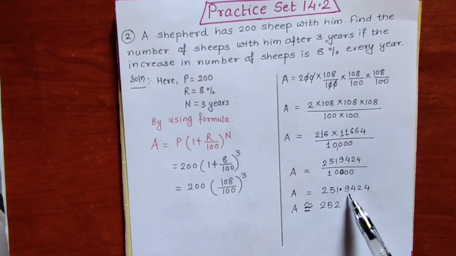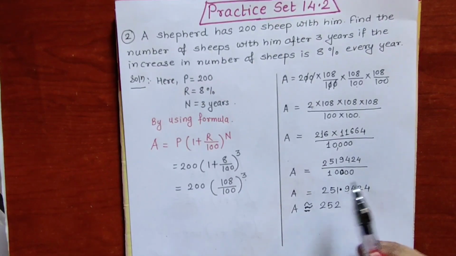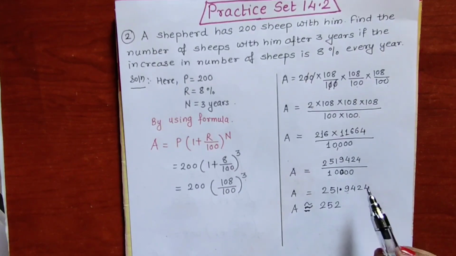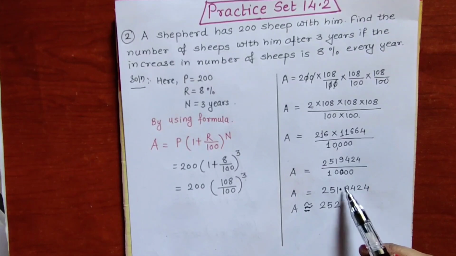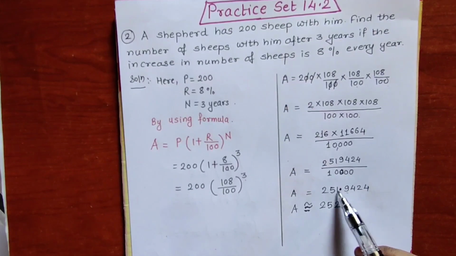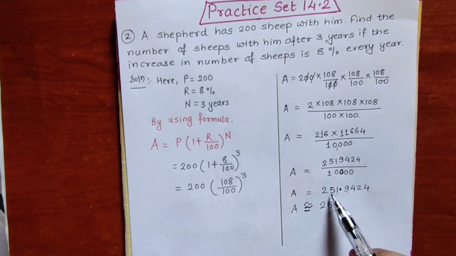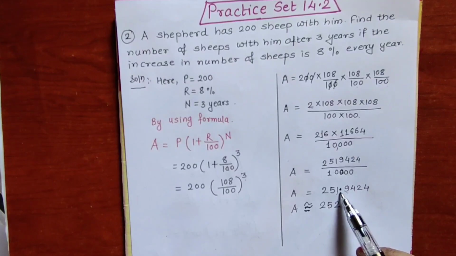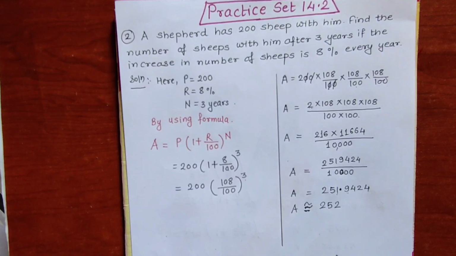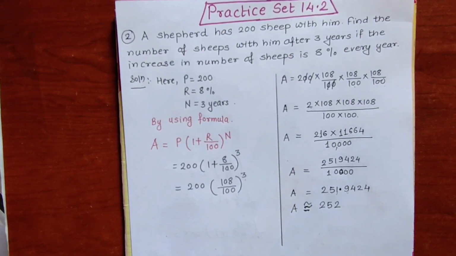If this number was less than 5, we wouldn't have increased it, we would have kept it as it is. But as this number is more than 5, we have to increase the number preceding this decimal point by 1. So it will be 252. So the number of sheep is 252.